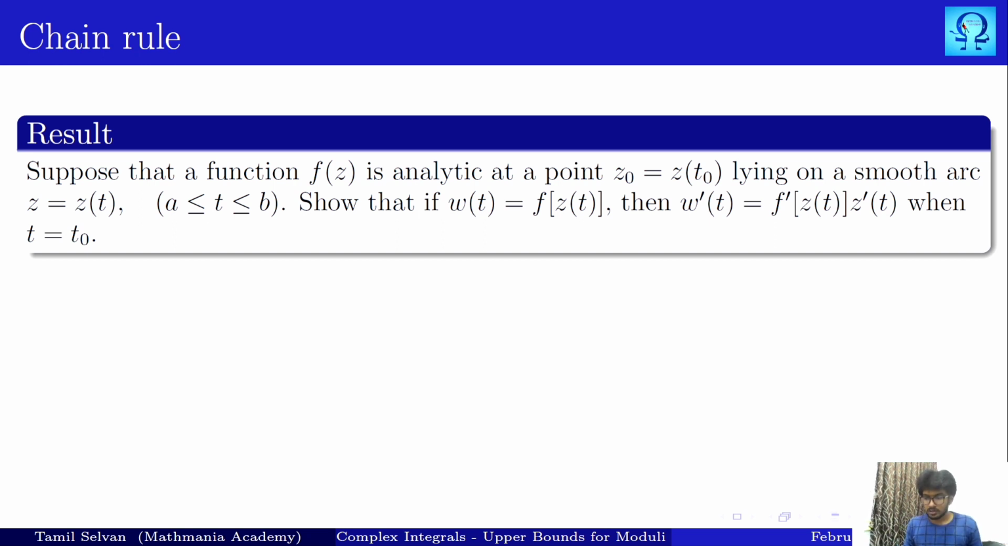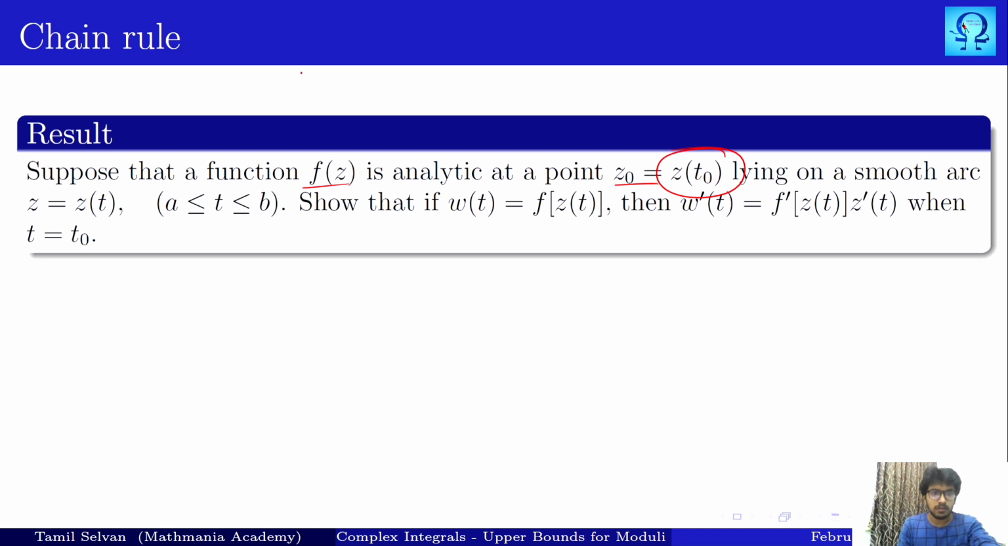Welcome back to a course on complex analysis. Now we are going to see a result, that is the chain rule. We'll start. It is given that the function is analytic at a point z0, which is parameterized using some variable t. At the point t0 it is evaluated, right?